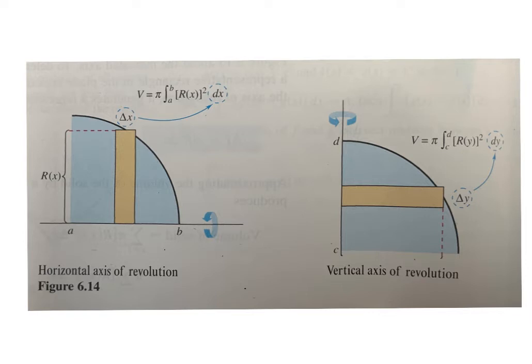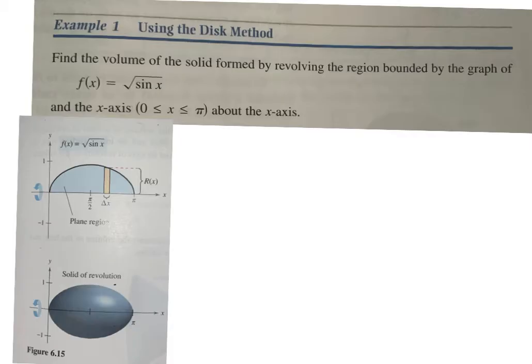So let's look at this first example here on page 423. It says, find the volume of the solid formed by revolving the region bounded by the graph f of x equals square root of sine of x and the x-axis from 0 to pi about the x-axis. So we are bounded by the x-axis and we are revolving around the x-axis.